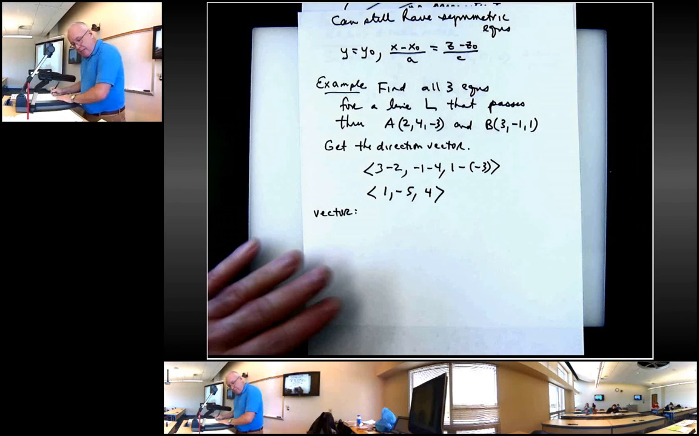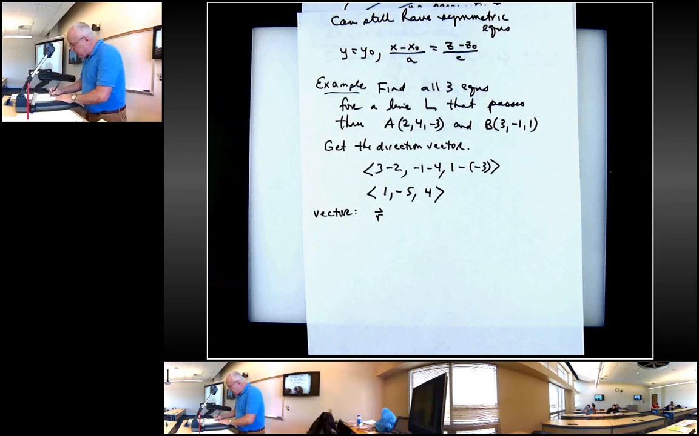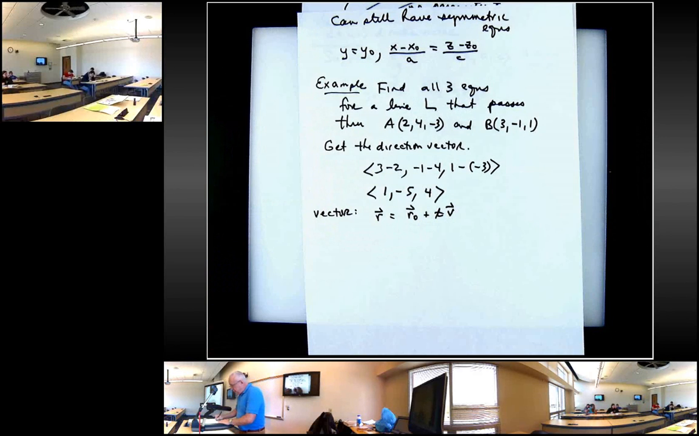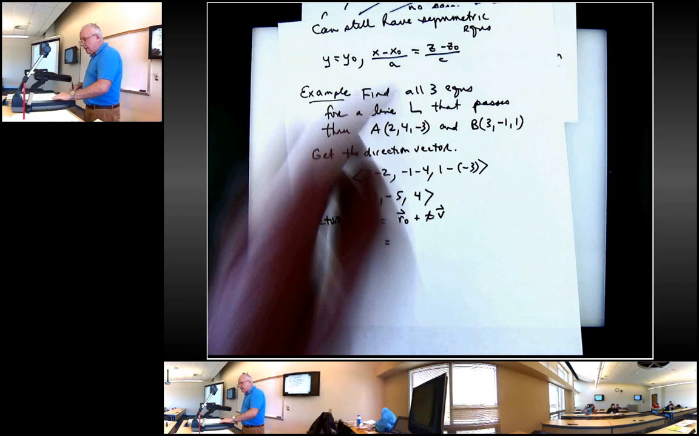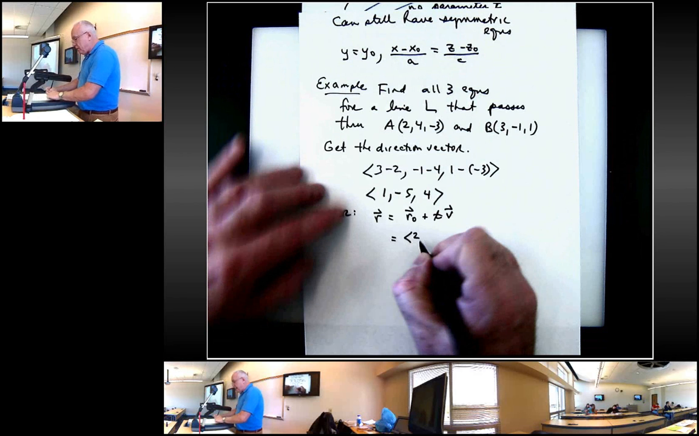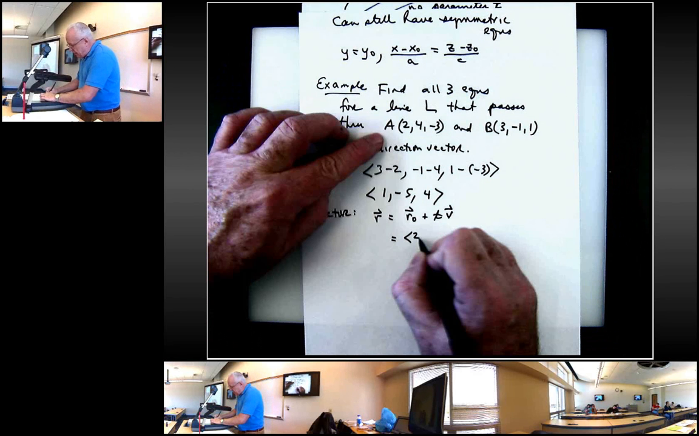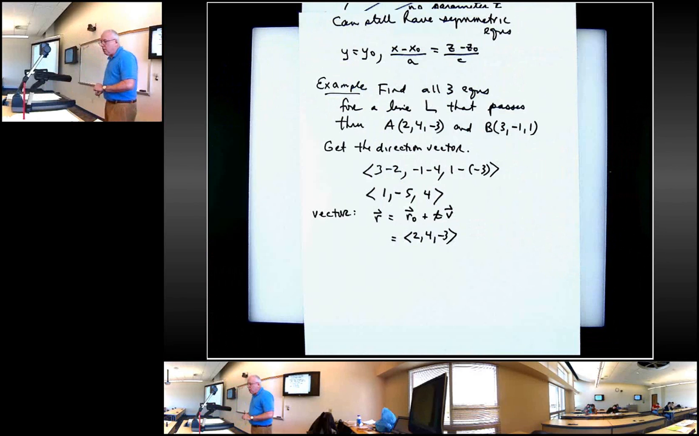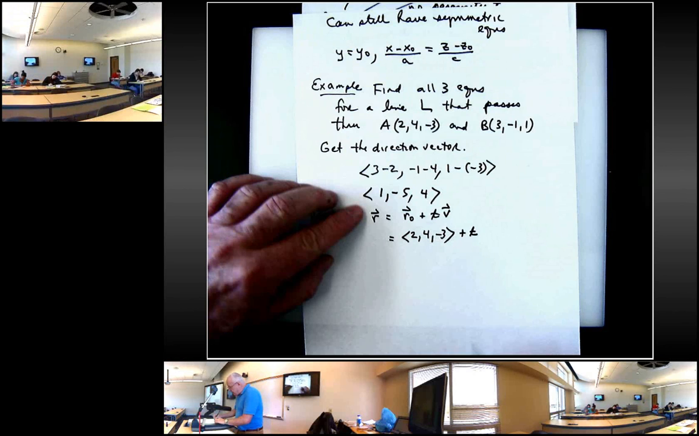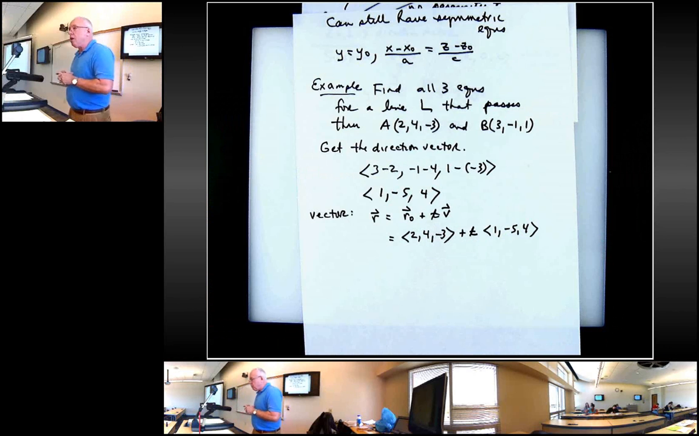We know it's going to be r, this vector, equals, let me just write down the general form, r naught plus t times v. Well, here, let's just use A as our position vector. So we put brackets here. Now we put angle brackets, because now this is considered a position vector. So we have angle brackets 2, 4, minus 3, plus t, our parameter, and now we've got our direction vector 1, minus 5, and 4. Okay, so that's all we need for our vector equation.